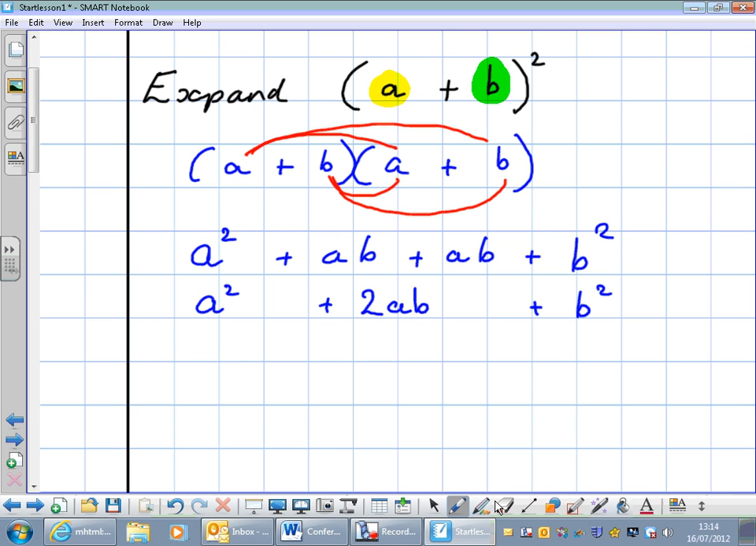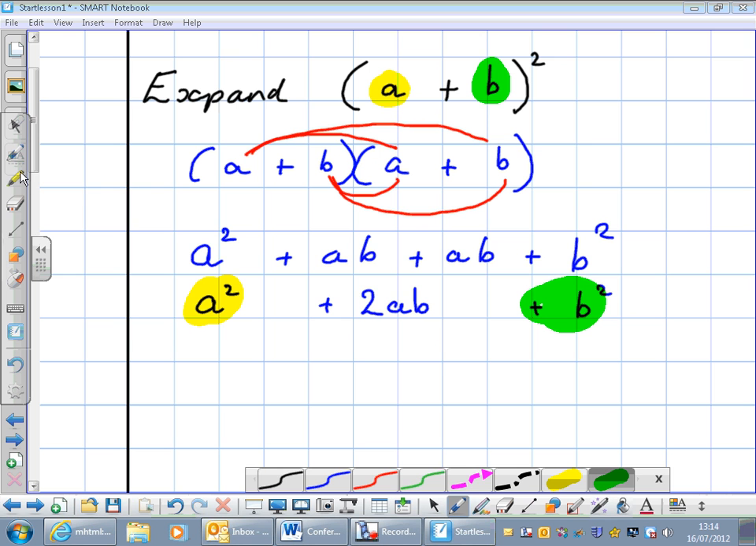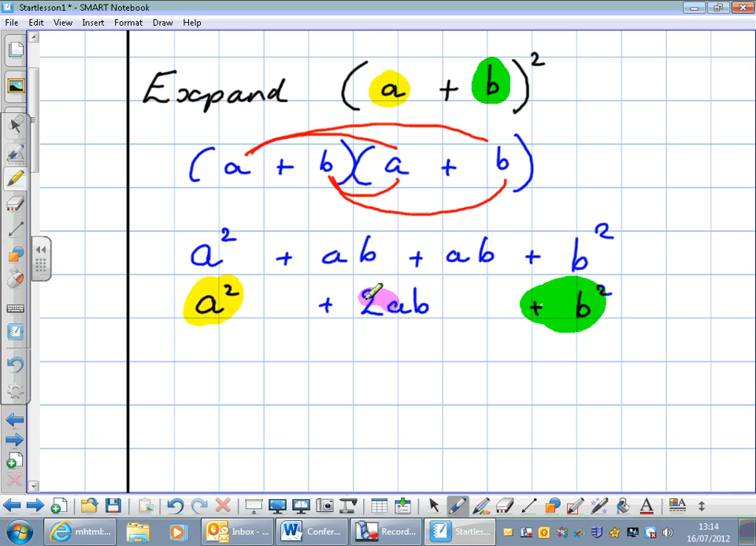In other words, we get the first term squared, the last term squared, and in the middle we get double the product of the two terms.